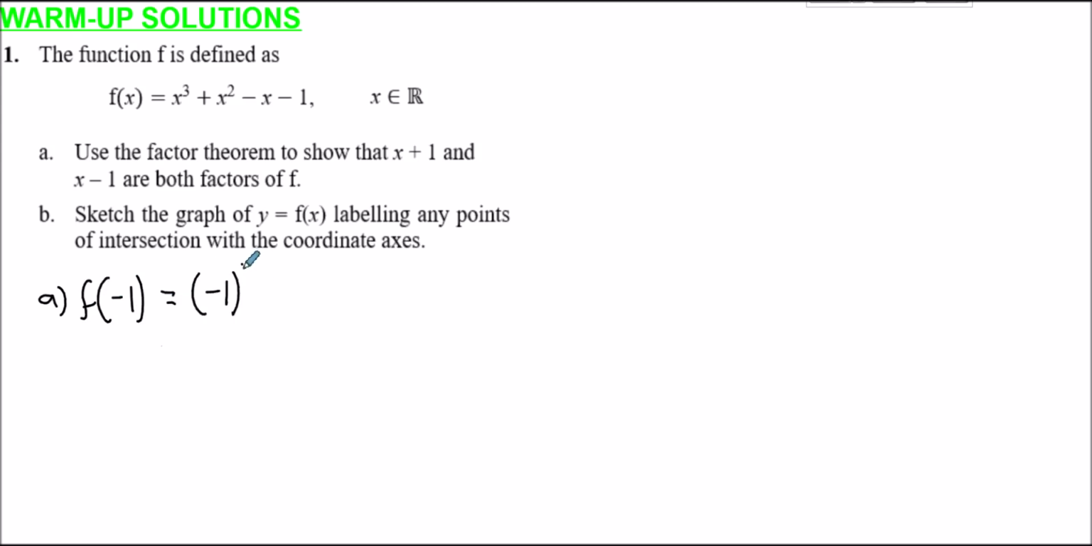So if we go minus 1 cubed plus minus 1 squared minus x, which is minus 1, and simplify this. If this equals 0, then we've proven that x plus 1 is a factor. So minus 1 cubed is minus 1, minus 1 squared is 1, minus 1 gives us plus 1, and then minus 1. So minus 1 plus 1 is 0, plus 1 is 1, minus 1, that gives us 0.